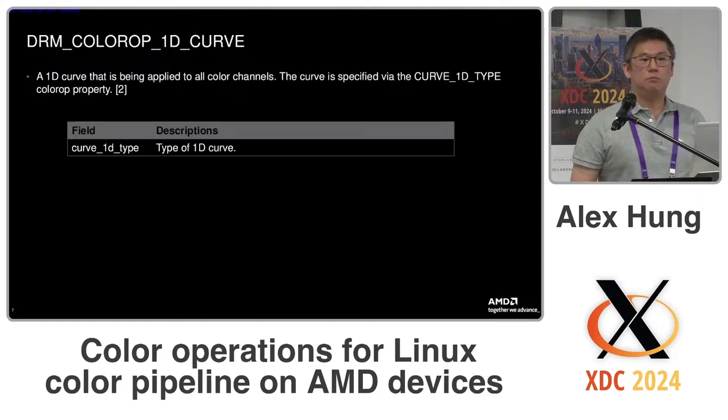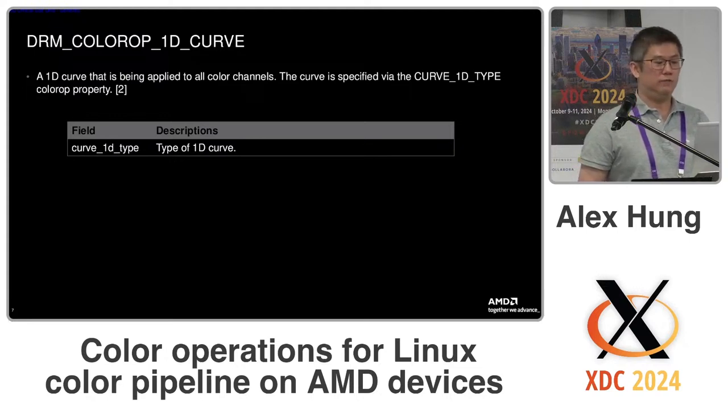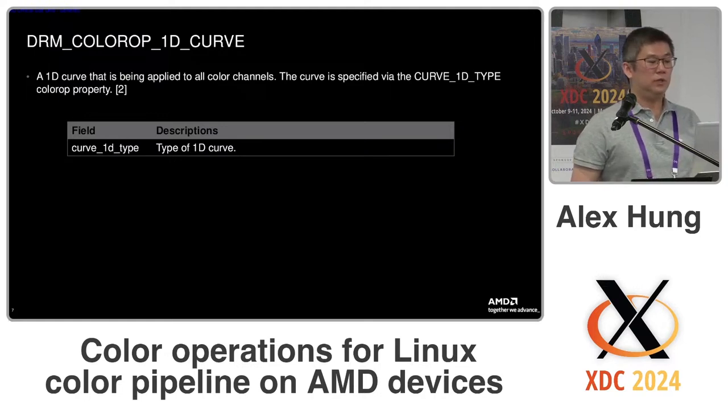So I'll give some brief discussion on each of the color ops we defined. The first one is the 1D curve. A 1D curve is applied to all the color channels. Because we are basically just passing a number for a predefined function, it just has one field called curve 1D type, which is an enum value. For now, we define 6 1D curves, which are the sRGB EOTF, BT2020 OETF, and the PQ125, plus their inverse functions.